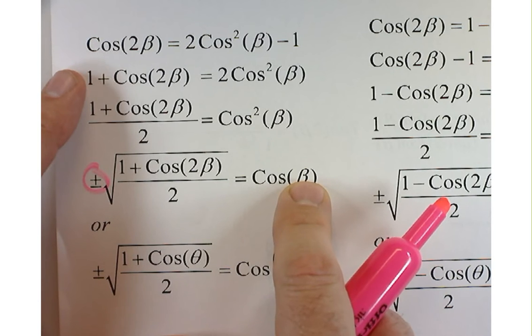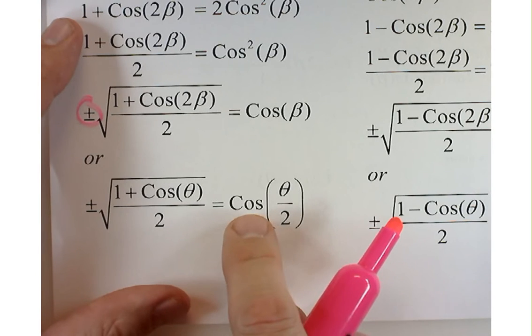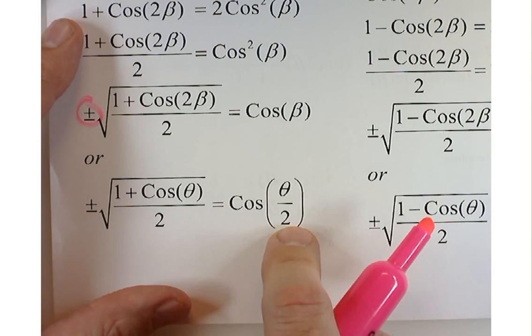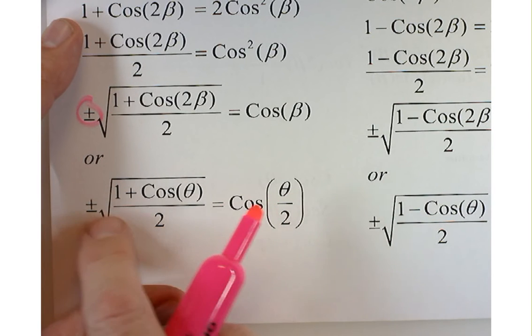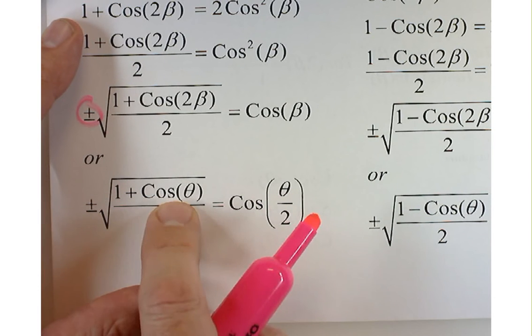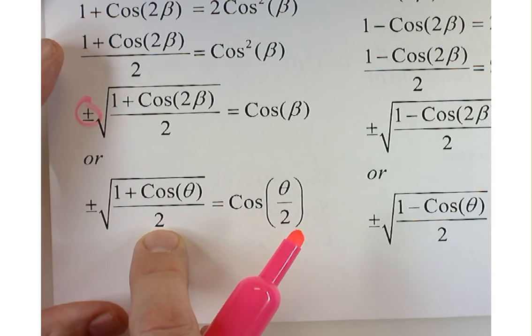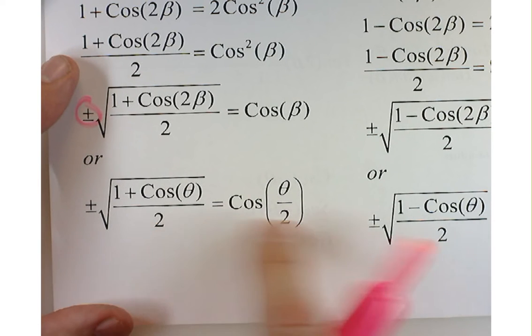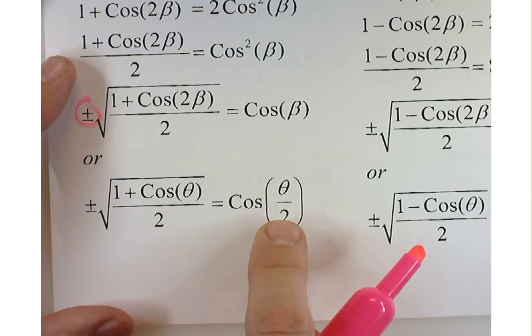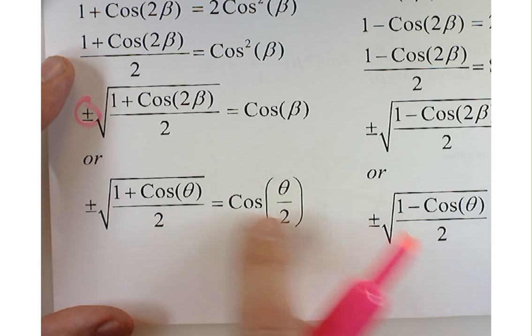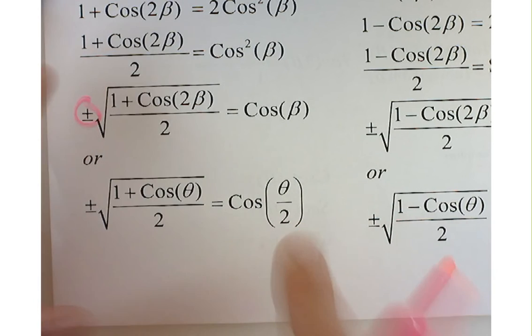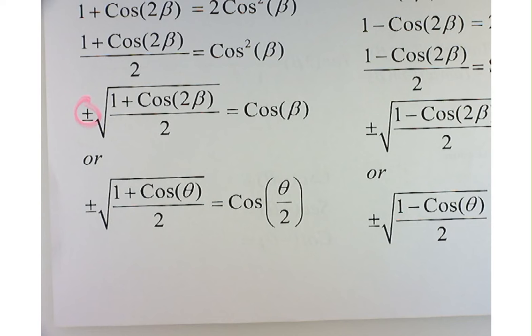And a different way I can write it is that the cosine of theta over 2 is plus or minus the square root of 1 plus cosine of theta over 2. So, okay. This gives you a way to calculate the cosine of half of an angle. So if you know the cosine of an angle, you can find the cosine of half of that angle. Now, what exactly do I mean by that? Well, let's do a couple examples.